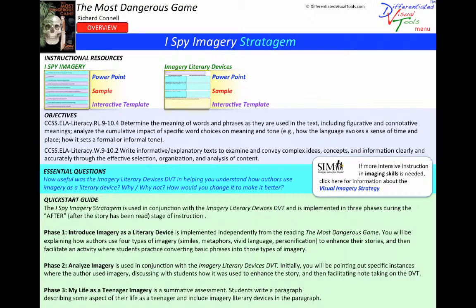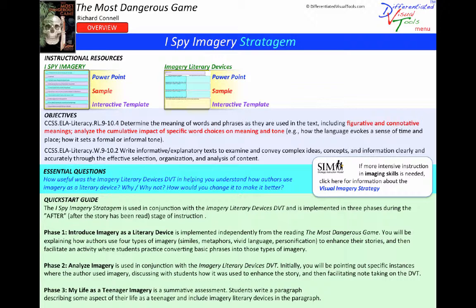In the I Spy imagery stratagem, we will be teaching students about different types of imagery. We'll also be practicing identifying different types as well as creating some sentences or phrases that utilize imagery. In addition, we will be looking at specific phrases that were used in The Most Dangerous Game where the author used some really very good imagery and analyzing those phrases for evidence of different forms of literacy.